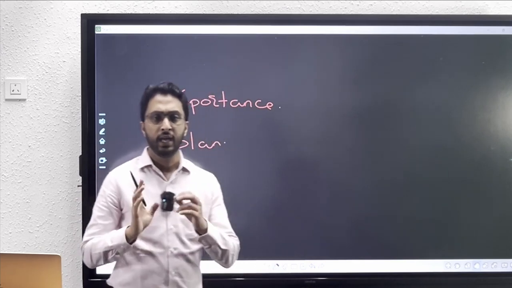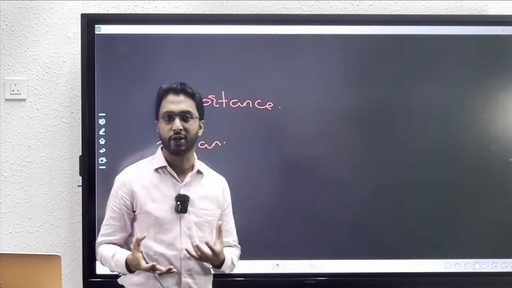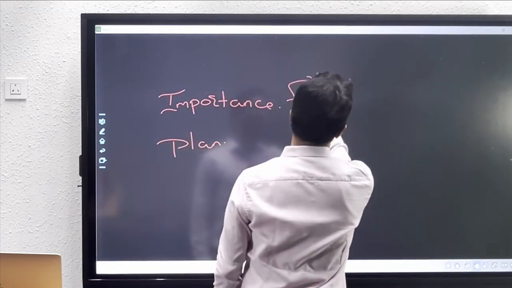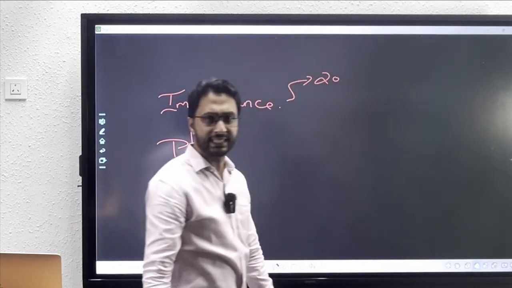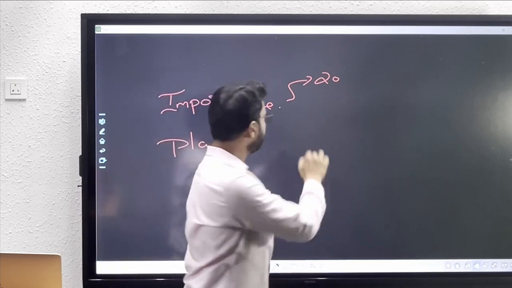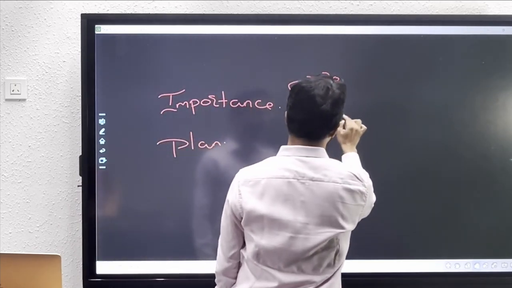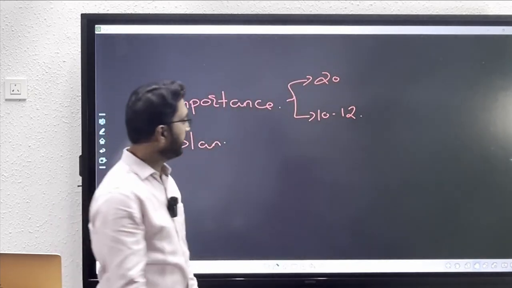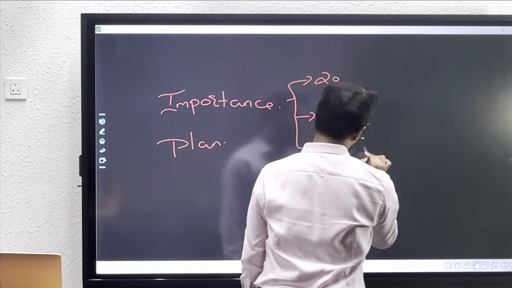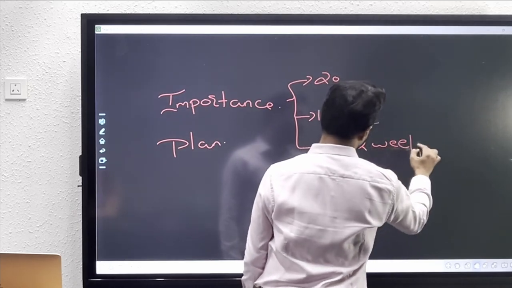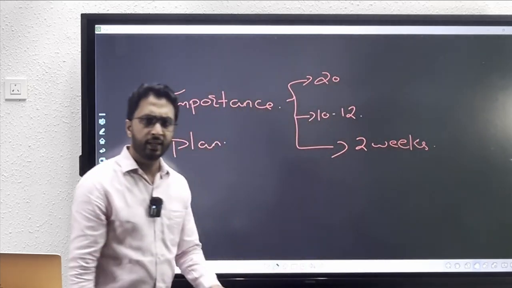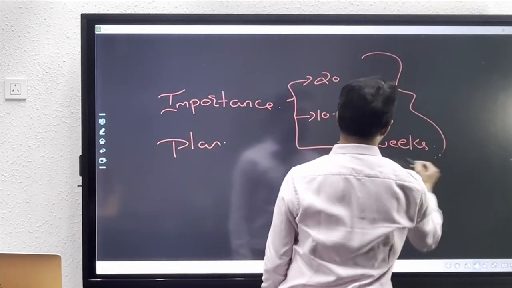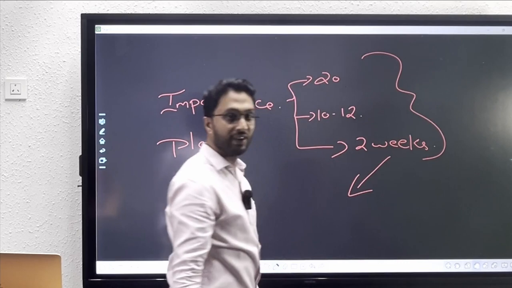Regarding the importance of guidance, I've said this in many videos, but let me repeat. You're going to cover around 20 subjects in 10 to 12 months, depending upon when you join. If you calculate, you get approximately 2 weeks per subject. Now, is it that you have to cover it once? No, you have to cover it multiple times and do the revisions as well.